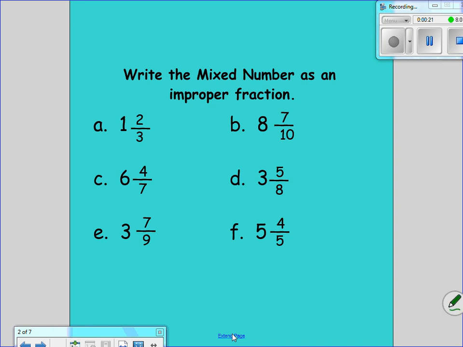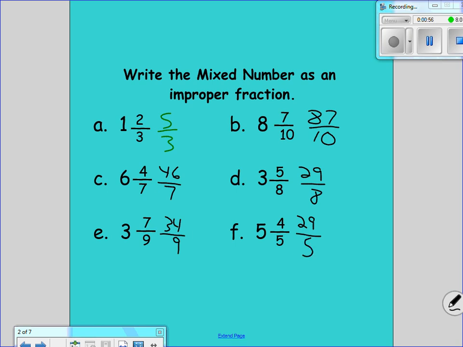We have 3 times 1 plus 2 gives me 5 over 3. Change the color here. 10 times 8 is 80 plus 7 is 87 over 10. 6 times 7 is 42. 42 plus 4 gives me 46 over 7. 3 times 8 is 24 plus 5 is 29 over 8. 3 times 9 is 27 plus 7 gives me 34 over 9. 5 times 5 is 25 plus 4 is 29 over 5.